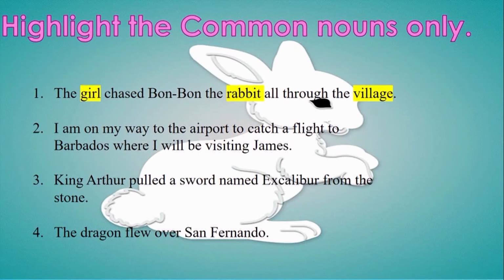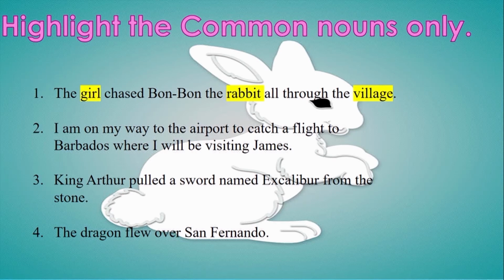So number 1, the girl chased Bon Bon the rabbit through the village. So we have 3 common nouns in that sentence. We have girl, which, as I said before, is definitely a common noun. It can be something used to identify any number of female children. We have rabbit. So in this instance, you have where somebody is chasing a rabbit through the street, and you may think it's yours because you have a rabbit and they didn't tell you exactly what the name is. So you may go outside and decide to check on yours through the village. Good. So number 2 now. Giving you a little chance, find the common nouns in number 2.